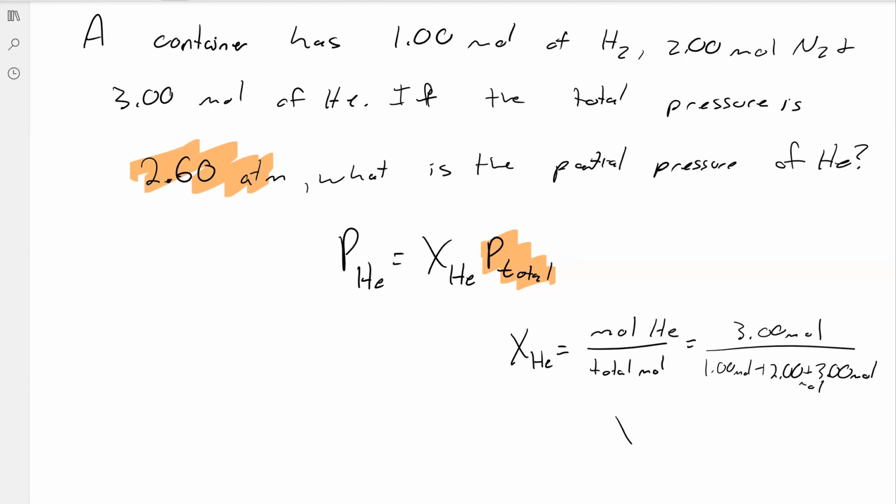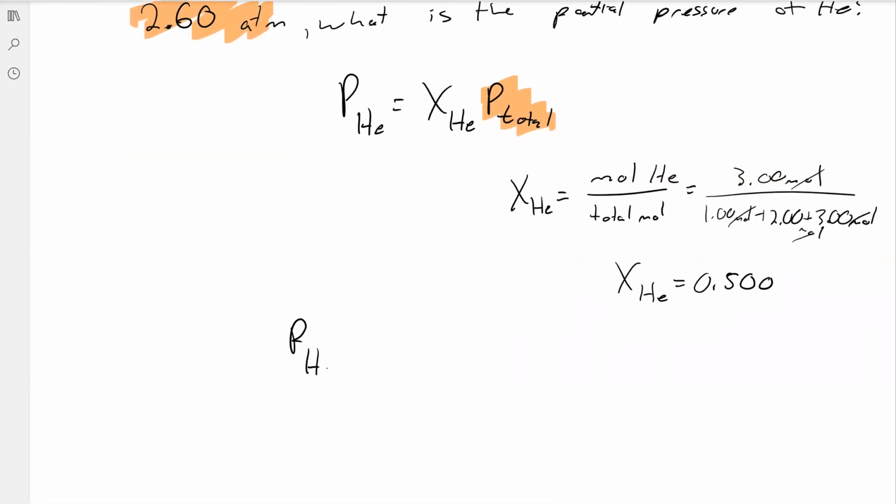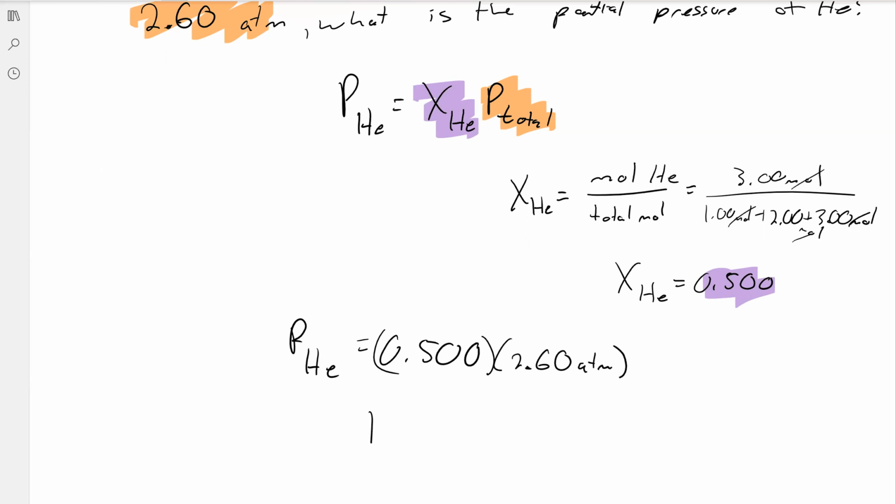And then we get that the mole fraction of helium is equal to a half, 0.500. Note that mole fractions are moles over moles, so the units cancel one another out, and it's unitless. So then we just take this value right here, plug it back into our equation, and we get 0.500 times 2.6 atmospheres. And the partial pressure of helium is 1.30 atmospheres.